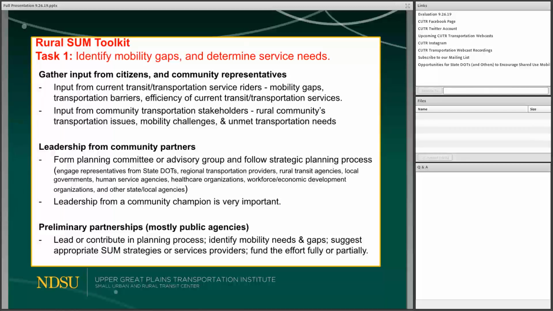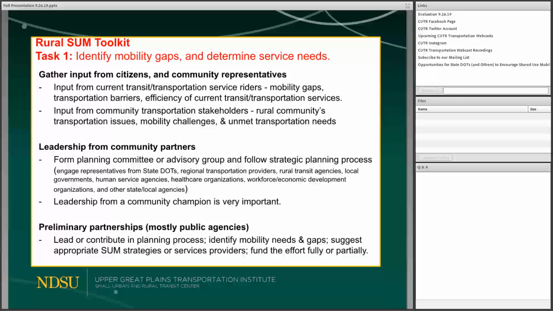Task 1 is identifying mobility gaps and determining service needs. Input could be identified from citizens as well as community representatives. The current transit or transportation riders could provide input on mobility gaps, transportation barriers, or efficiency of the current system that they are using. Input could also be gathered from transportation stakeholders about unique rural community transportation issues or mobility challenges. The input gathered could be helpful towards discussing better strategies to meet these mobility needs. And for this, leadership from community partners is needed.